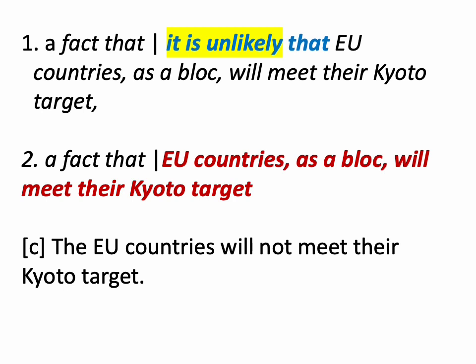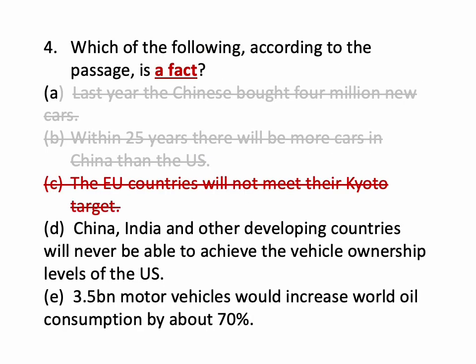Now, option C asks us to consider if it's a fact that EU countries will not meet their target. And the text doesn't contain a statement which claims this as a fact. No, it contains a statement that it's unlikely to be the case, and so it's not a fact within the text for the purposes of our question. And so we can cross this one off as well.